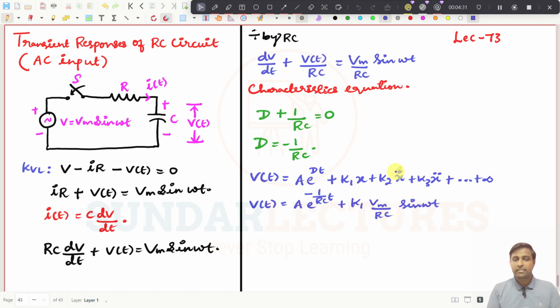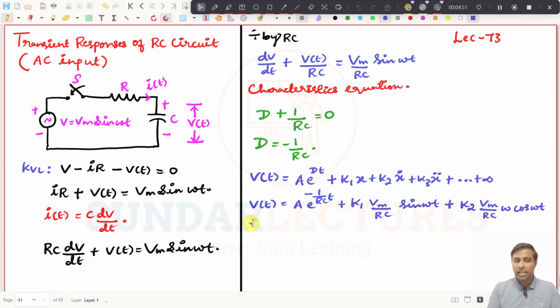If it is x dot, you have to differentiate this equation. What you will get? If you differentiate sin omega t, you will get cos omega t into omega. So this will be plus k2, with Vm divided by RC already there, it will be omega cos omega t.